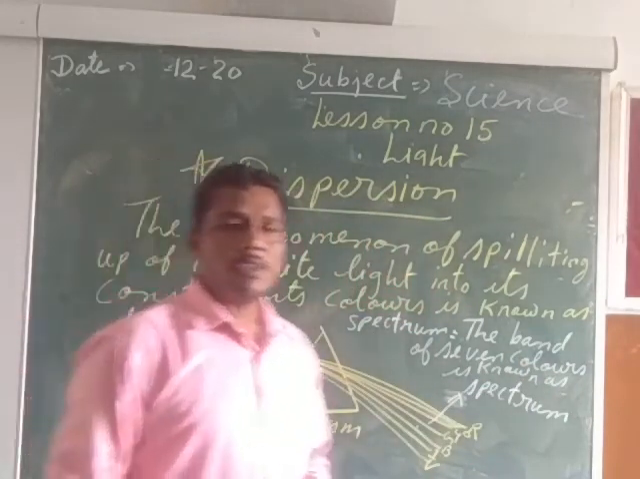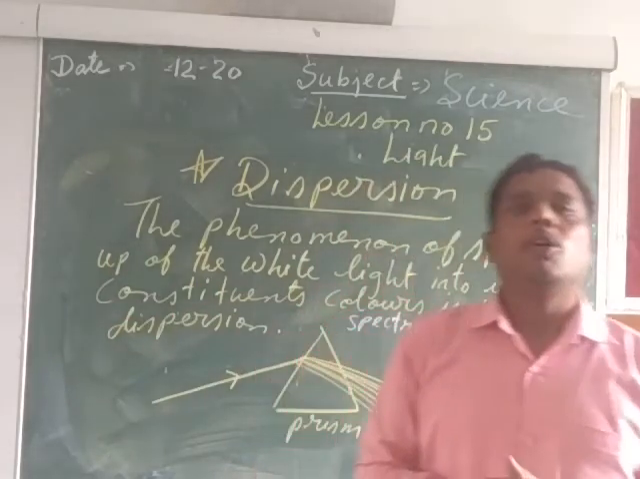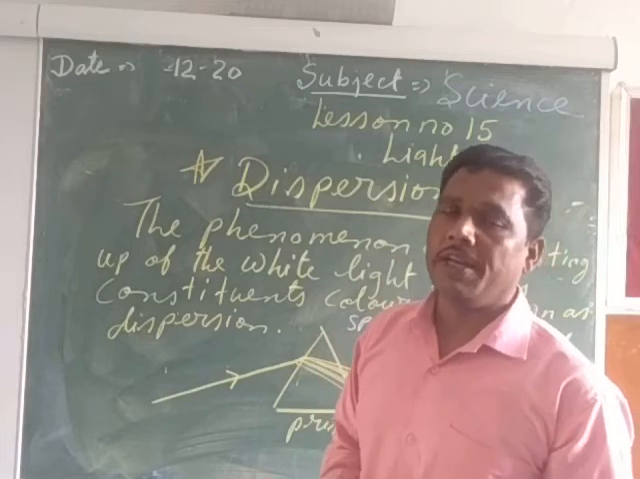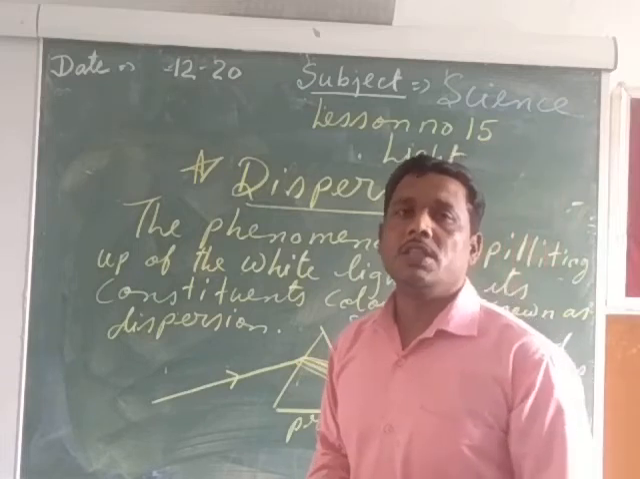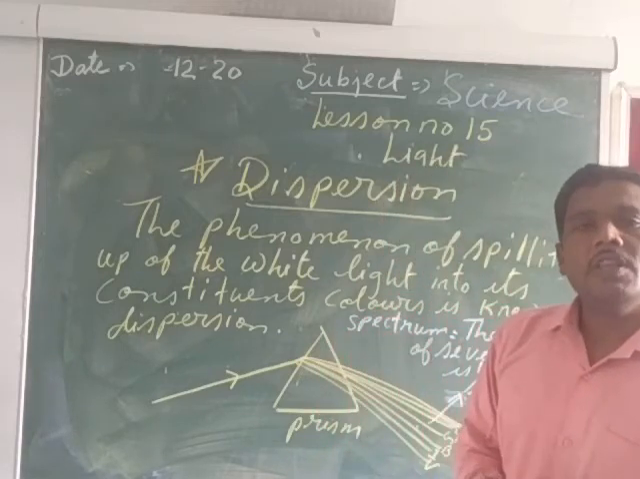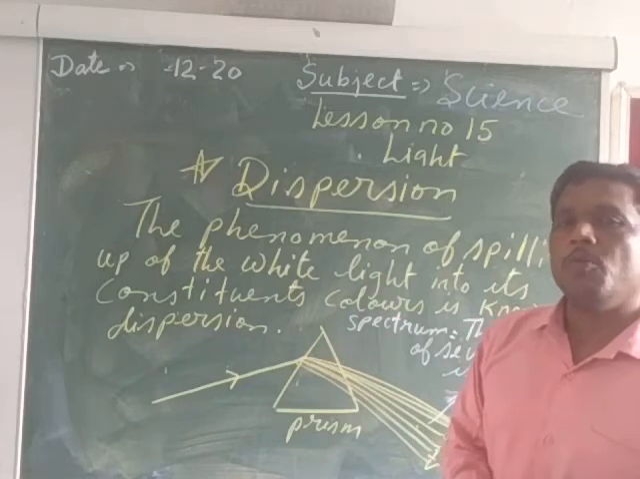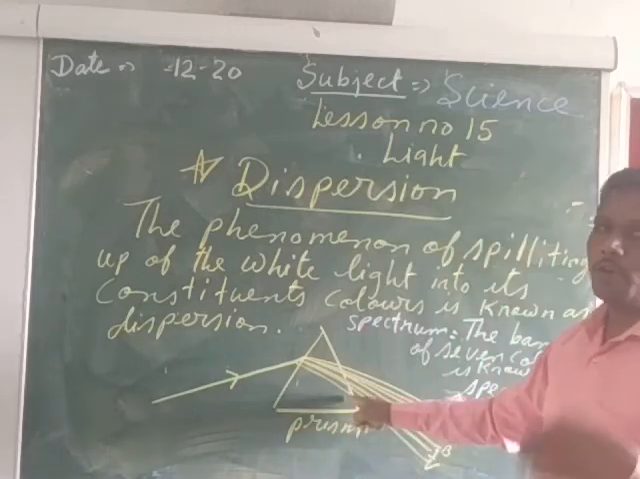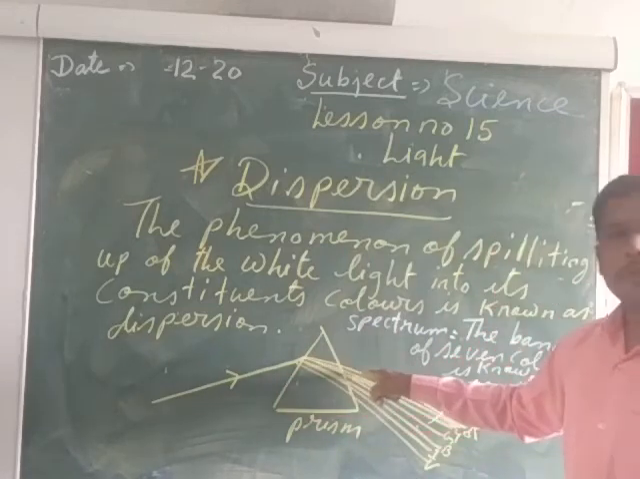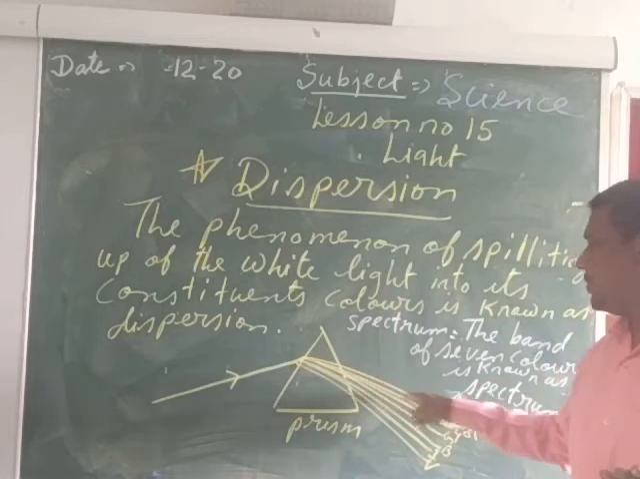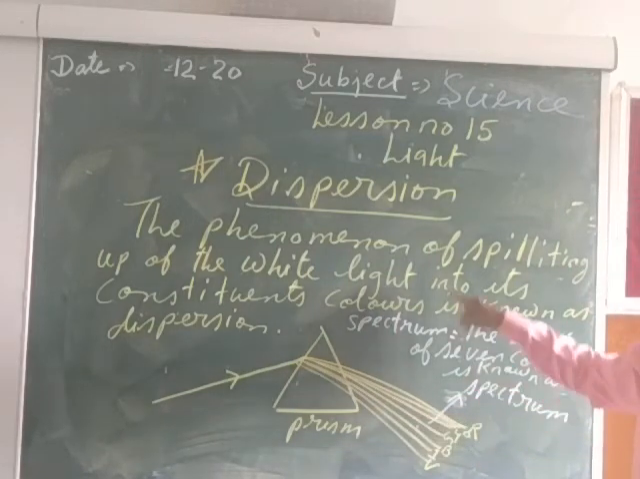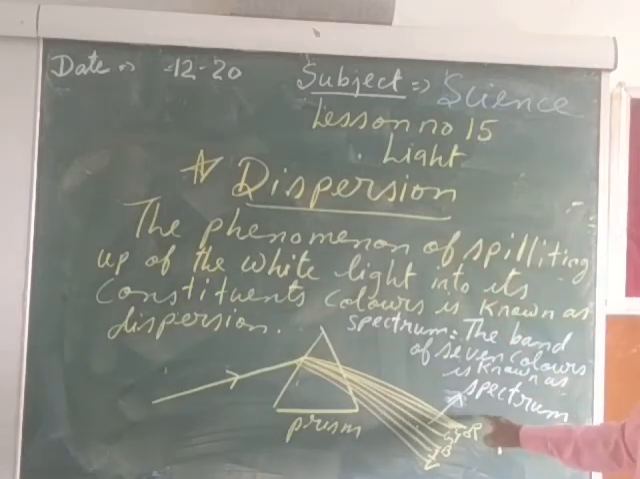So what is dispersion? The phenomenon of splitting up of the white light into its constituent colors is known as dispersion. So whenever the white light is passing through a drop of water or through the prism, the white light is breaking or spreading up into the 7 constituent colors called VIBGYOR. That is called dispersion, and the band of 7 colors which is being obtained is called the spectrum.